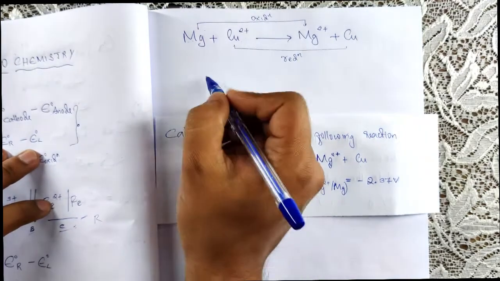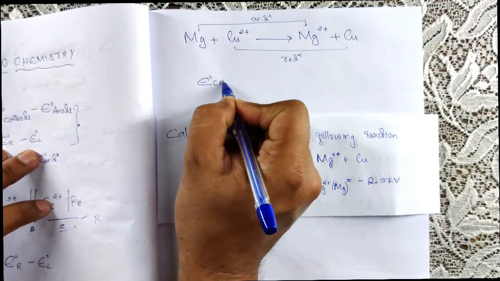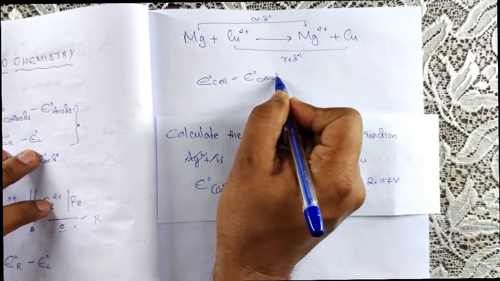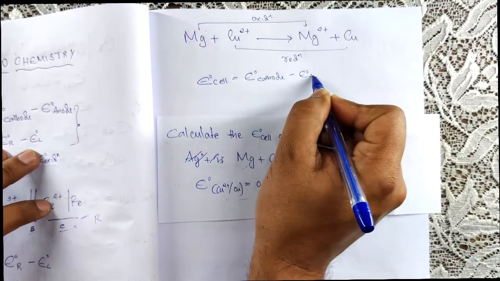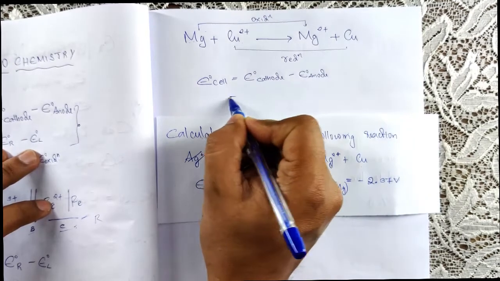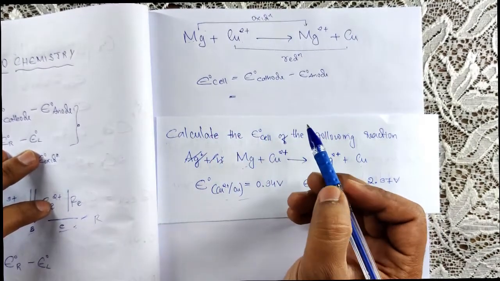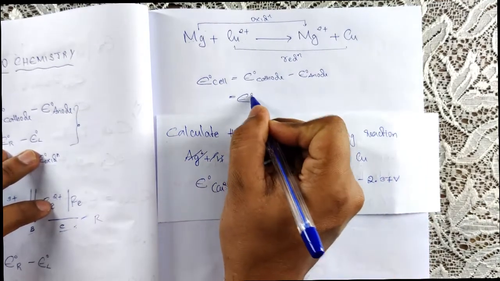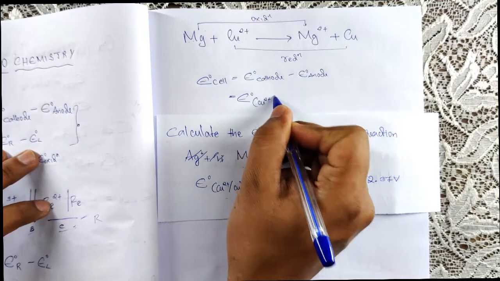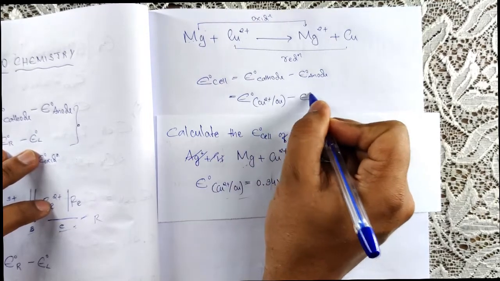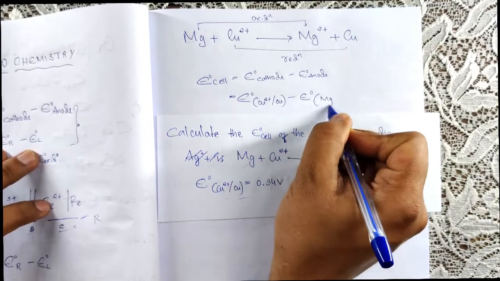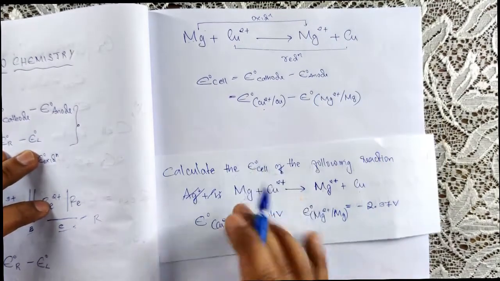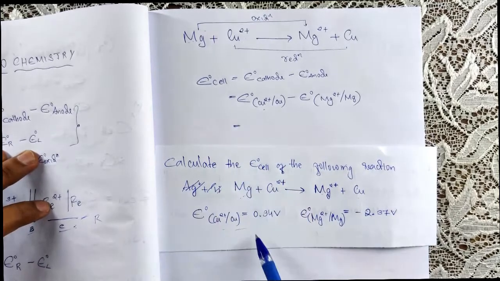So now I can write E naught cell is equal to E naught cathode minus E naught anode. So I know which one is cathode and which one is anode based on reduction and oxidation. So I can write E naught Cu2 plus by Cu minus E naught Mg2 plus by Mg, reduction, oxidation. So here are the values.